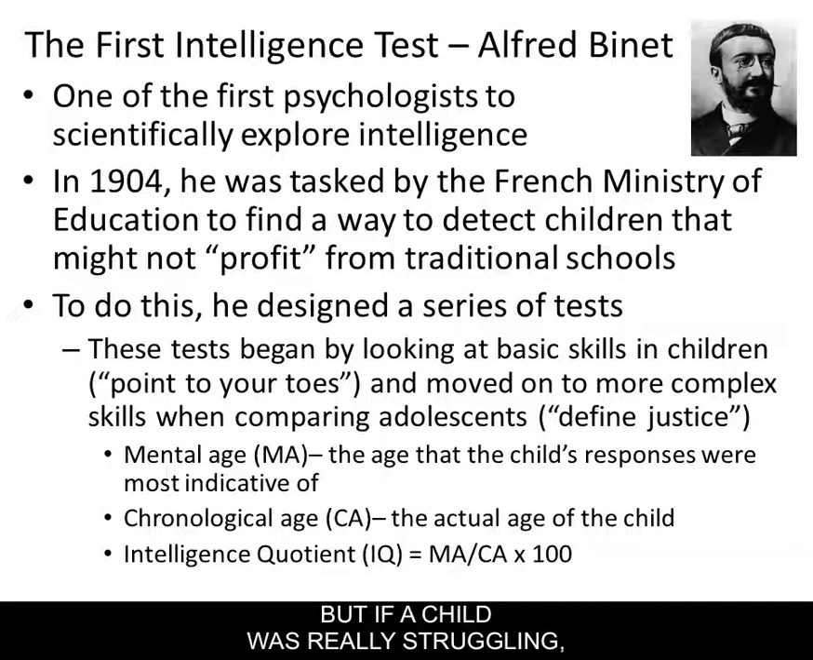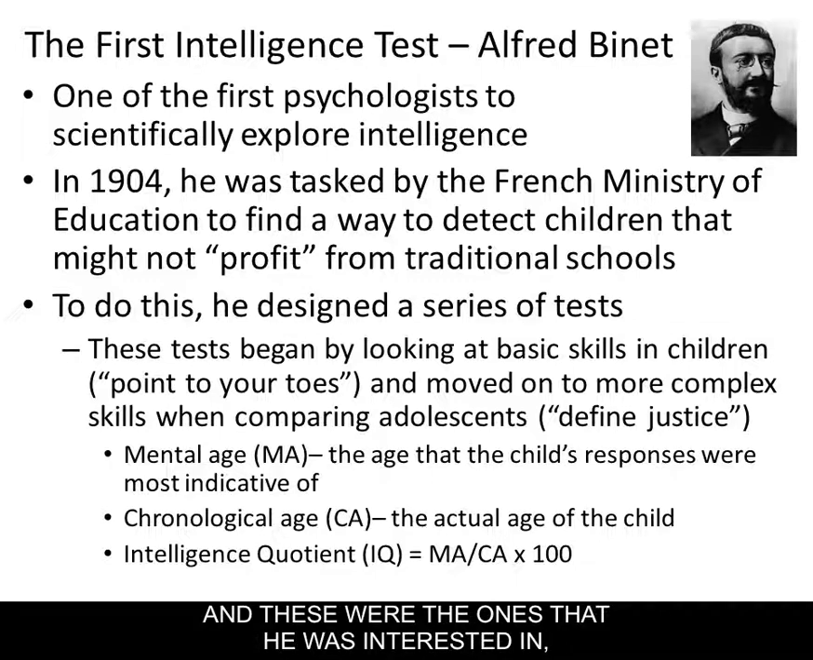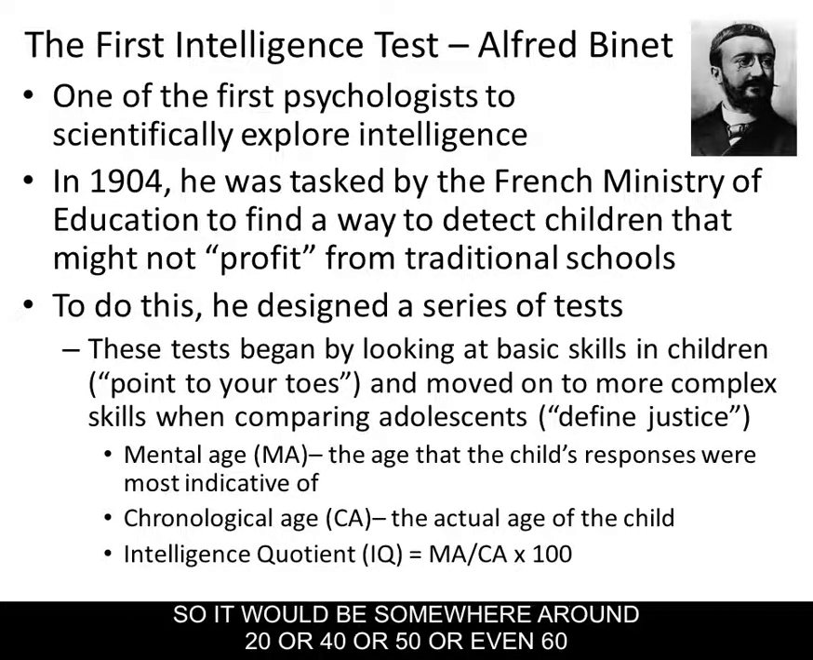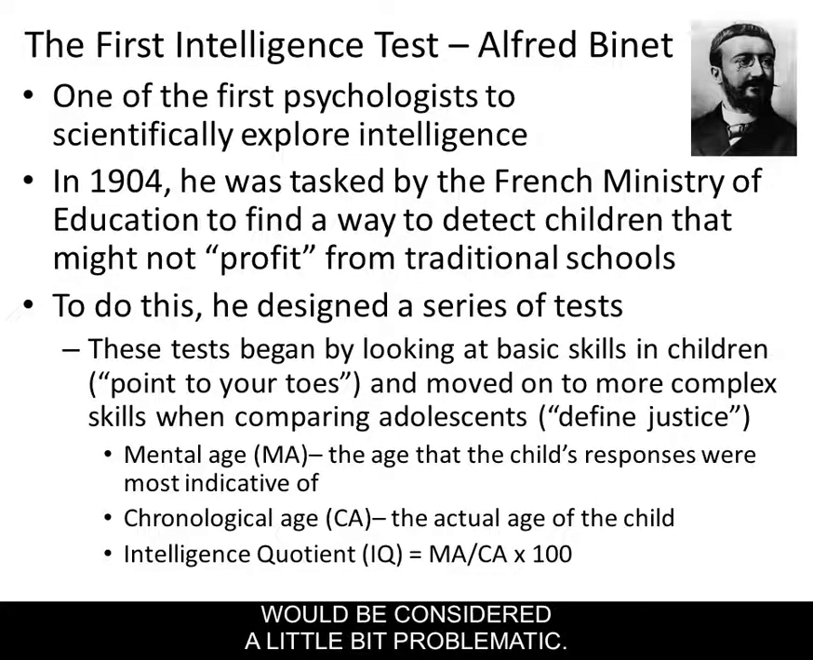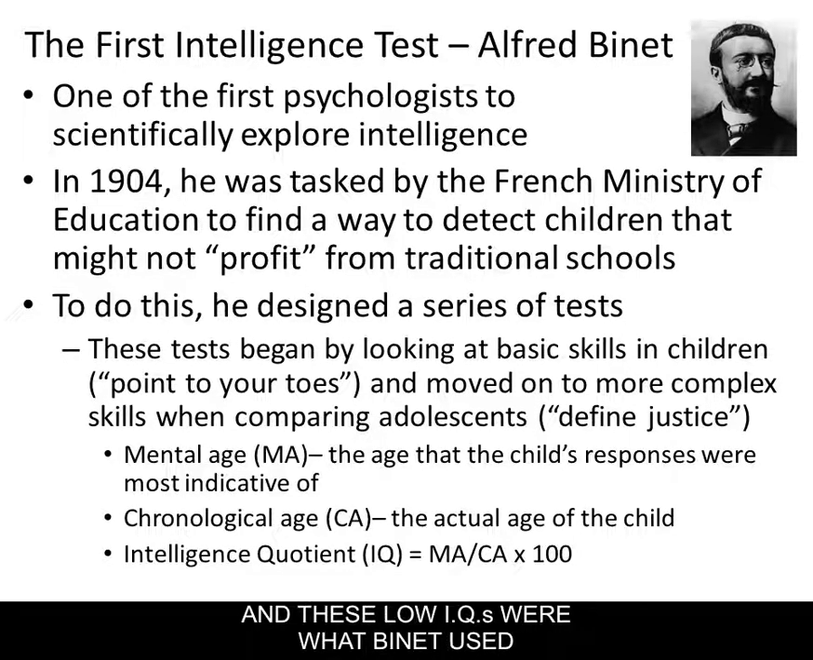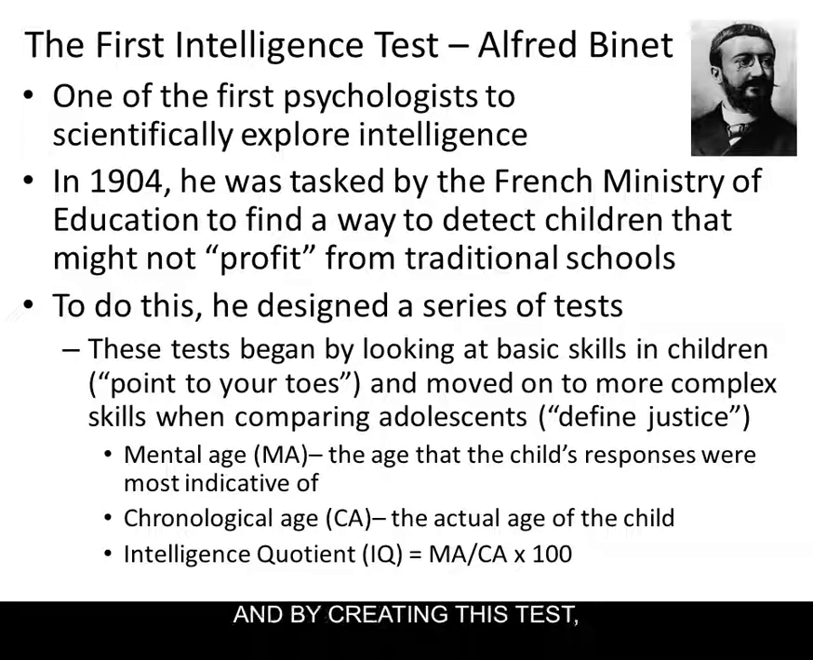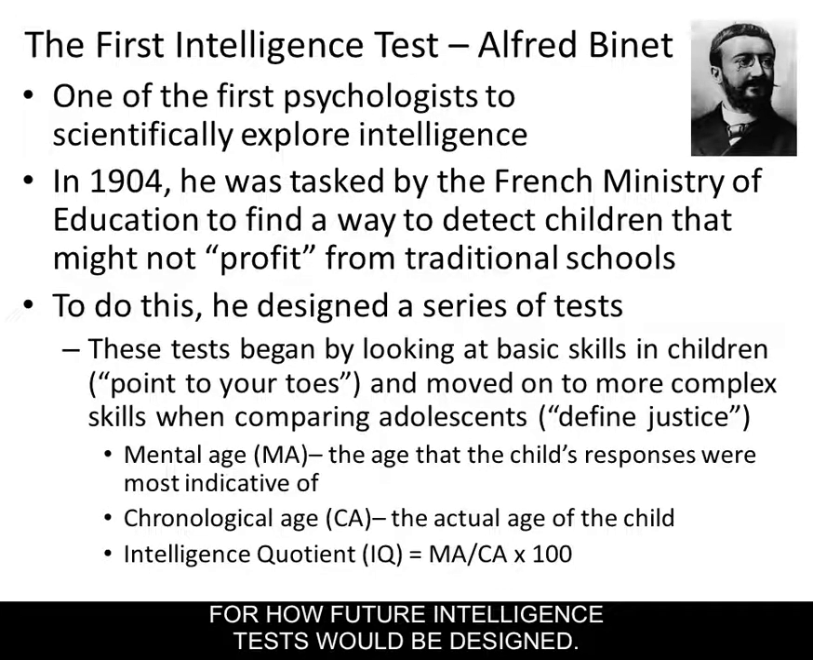But if a child was really struggling, and these were the ones that he was interested in, they would have an extremely low IQ. So it'd be somewhere around 20 or 40 or 50 or even 60 would be considered a little bit problematic. And these low IQs were what Binet used to tease out these children that weren't going to be really successful in their schools. And by creating this test, we really had our framework for how future intelligence tests would be designed.